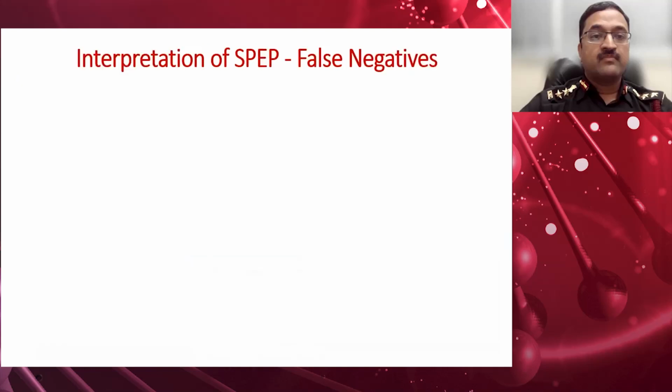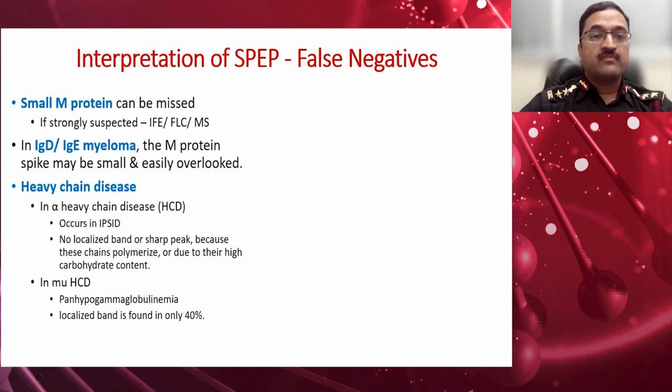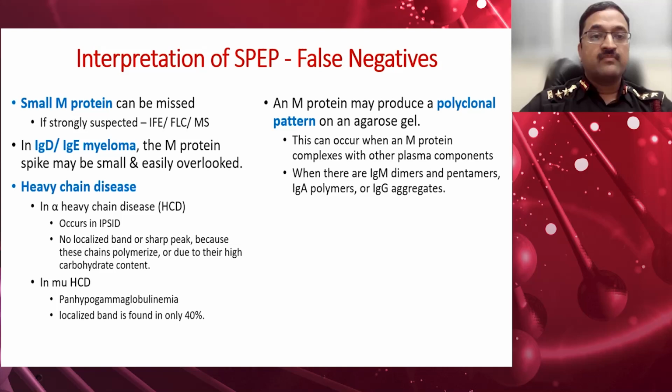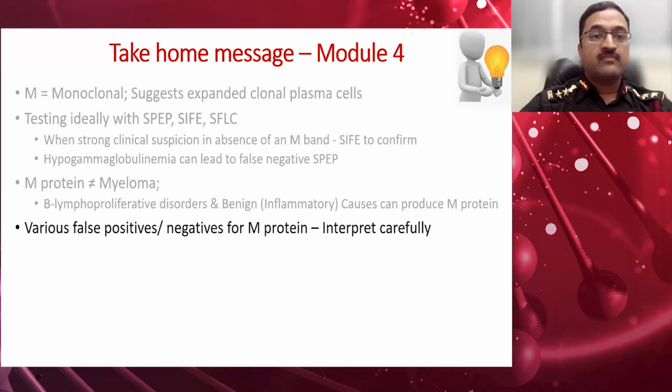So coming up quickly, these were all the cases wherein we were talking about the false positives. Now also look at the false negatives. A small M protein can sometimes be missed. IgD, IgE can be missed. In heavy chain diseases, you can generally have a false negative protein electrophoresis. In patients with a polyclonal pattern, wherein the IgM has dimerized or pentamerized, or IgA has polymerized, you can have a false negative. And also, as was rightly labeled by the people in one of the questions, when we have light chains, we can miss those individuals on a protein electrophoresis. So at the end of module 4, we have various false positives and false negatives for the M protein, and it needs to be interpreted very carefully.